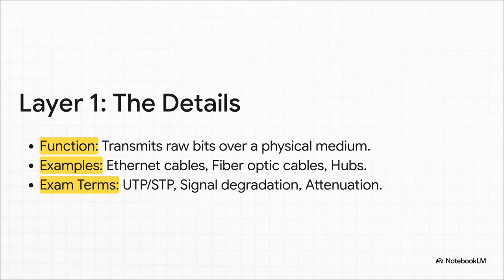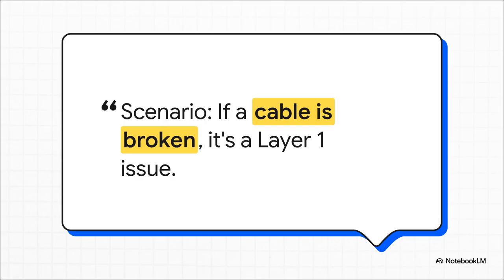So yeah, this is where your Ethernet cables, your fiber optics, and even those old-school hubs live. For your exam, you'll definitely want to know the difference between cable types like UTP and STP. And pay close attention to the term attenuation. That's just a technical way of saying the signal gets weaker the further it has to travel. And here's the perfect real-world example. A user can't get online. You look under their desk and, yep, the cable is unplugged. You just diagnosed and solved a Layer 1 problem. Simple as that. See? You're already doing it.